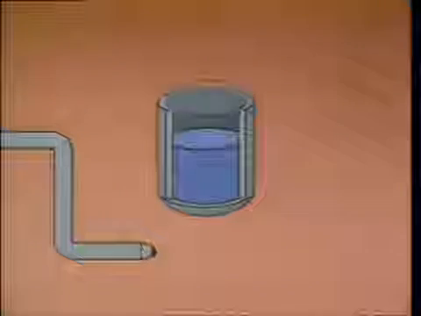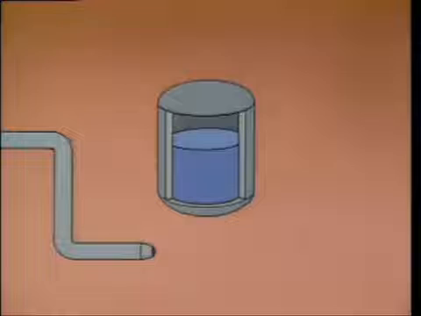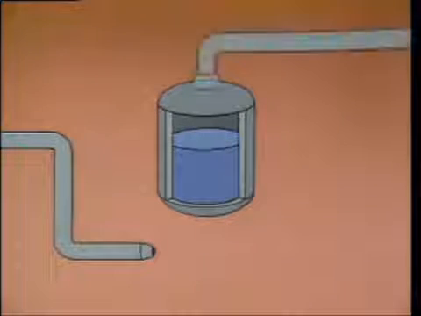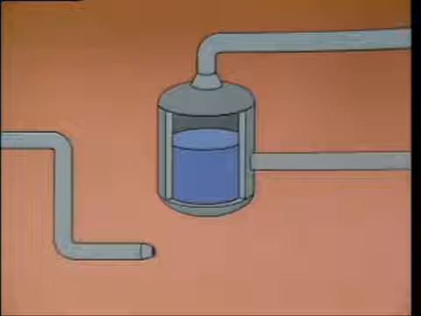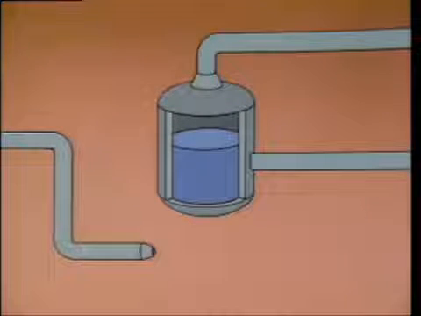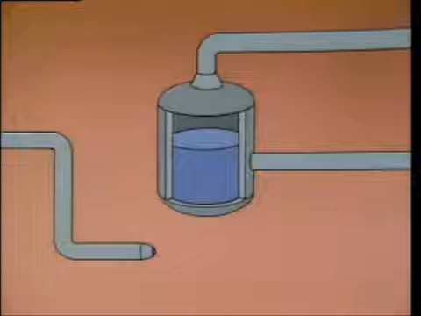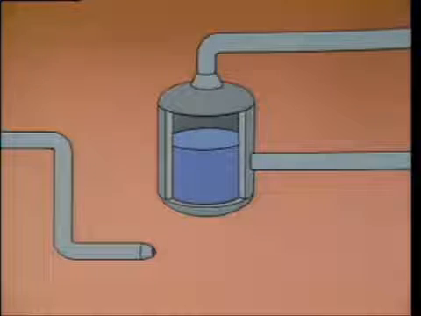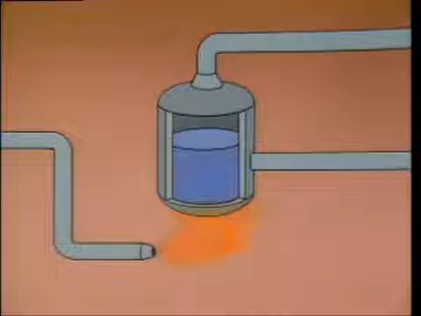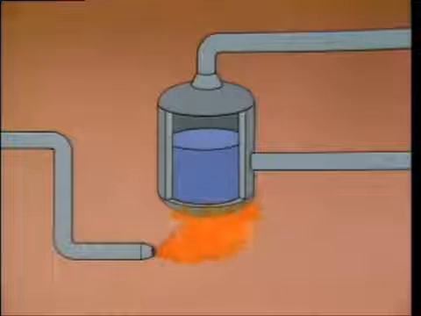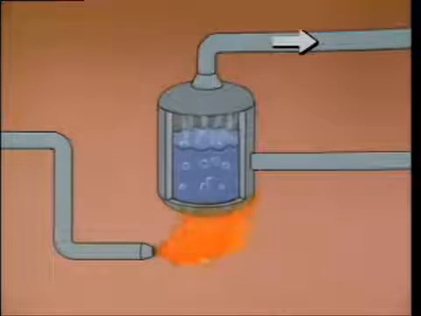First, we'll cover the shell to prevent the steam from escaping. Then we'll add a steam outlet line to collect the steam and route it to where it can be used. We also need a way to supply water to the shell so it won't boil dry. So we'll add a feed water line. It will provide a continuous supply of water to replace the water that's changed to steam.